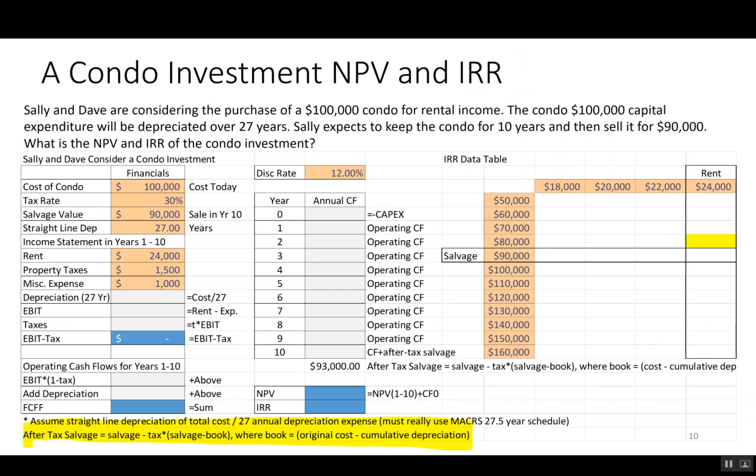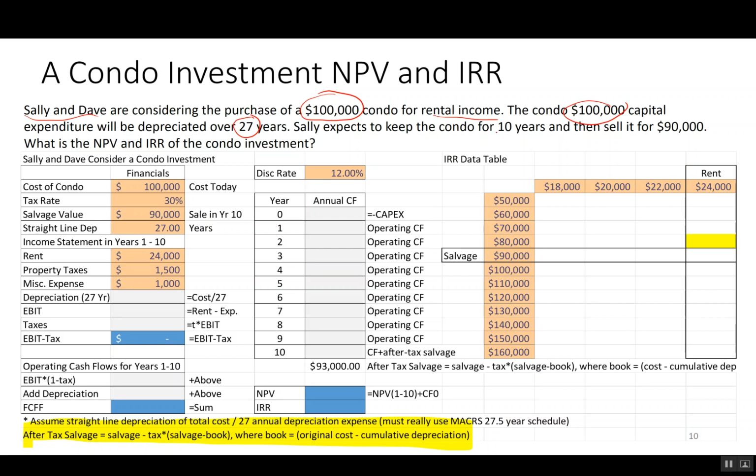Now let's look at making a personal financial decision using NPV and IRR. And this example is from the textbook. Sally and Dave are considering a purchase of a $100,000 condo. And then they're going to rent it out. The condo, $100,000, is going to be capitalized. In other words, it's going to be depreciated. We're going to depreciate over 27 years.